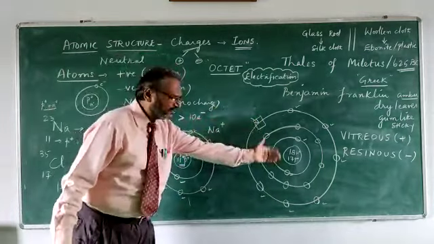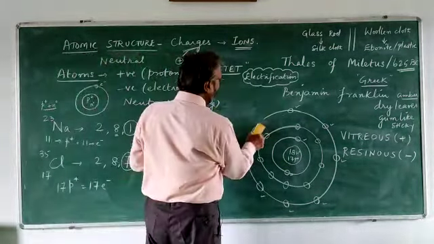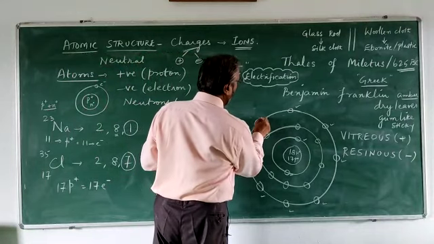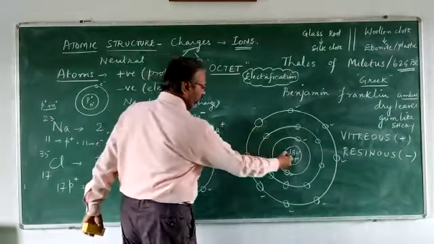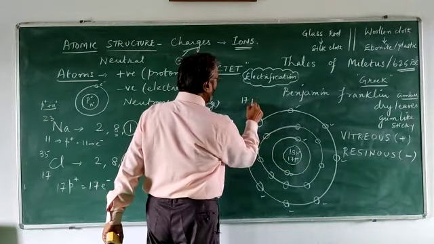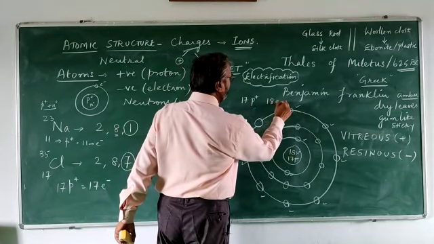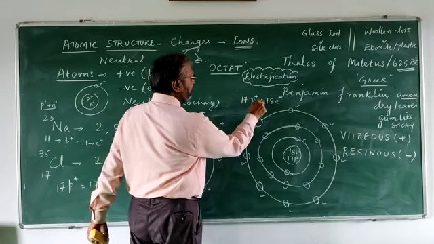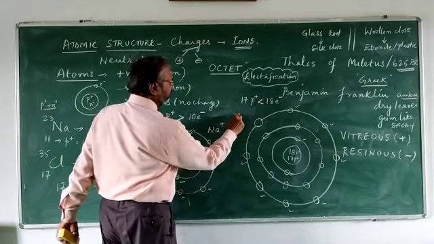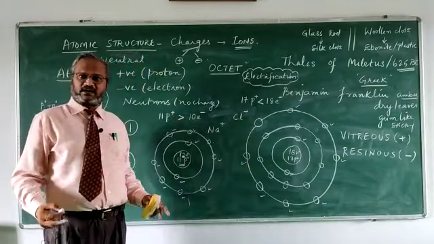Now, to whom does it give? It gave to chlorine. Now chlorine has got this and it has got 1 electron in excess, right? In the case of chlorine, there are 17 protons and 18 electrons. Now the number of protons is less than electrons and chlorine becomes Cl minus, a negative ion.